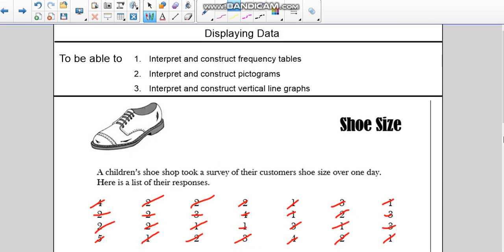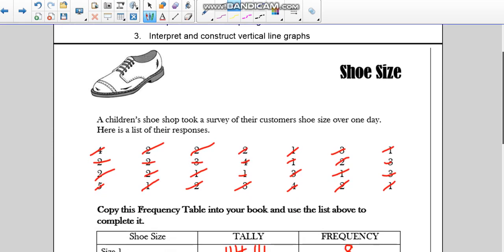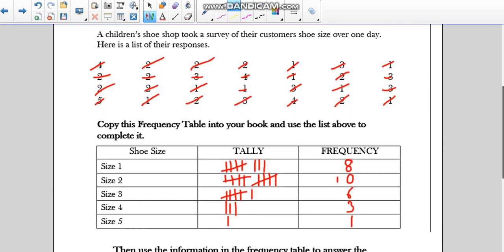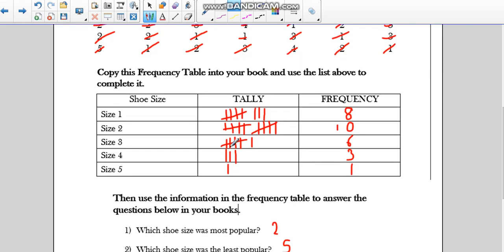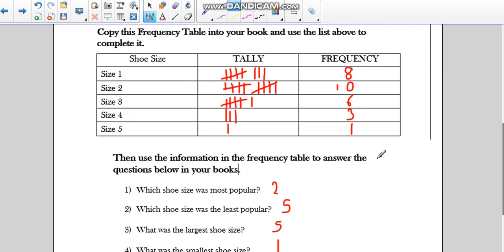Okay, so if you've finished the worksheet, these are the answers you should have. So we tallied 8 at size 1, 10 at size 2, 6 at size 3, 3 at size 4, and 1 at size 5. So the answer to the questions are, which shoe size was the most popular? Well, that was 2, and if you remember last week we learnt that the name for that is the mode.